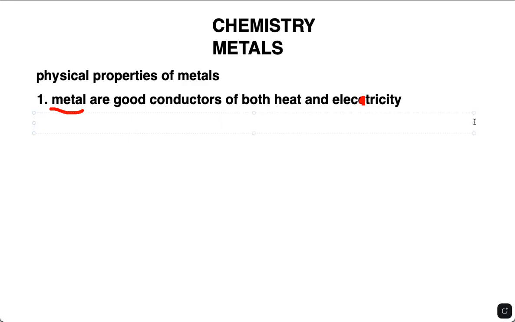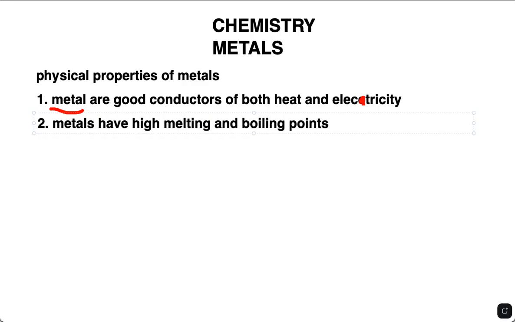The second one is that metals have a high boiling point as well as melting point. So we're saying metals have high melting and boiling points. I said metals. Why am I saying this? It is because when we were looking at group 2 as well as group 1, in particular group 1 elements, which are called alkali metals, one of the properties that we actually looked at is that these metals are very soft. They can easily be cut with a knife.